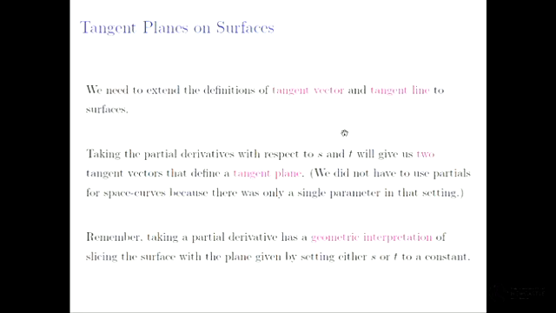Right? So we need to extend the definition of tangent vector to surfaces. And as I just said, a line is insufficient. We need a plane. Okay, so this is vector calculus. How should we describe the plane?